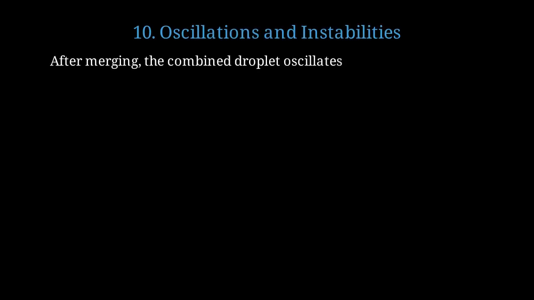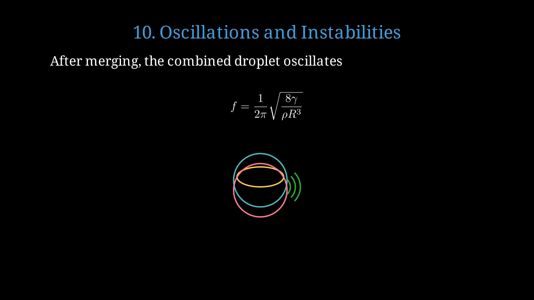Coalescence can trigger surprising oscillations and instabilities. After the initial merge, the combined droplet doesn't settle immediately. It oscillates vigorously. The oscillation frequency equals 1 over 2 pi times the square root of 8 gamma over rho r cubed. The droplet alternates between prolate and oblate shapes, dissipating energy through these oscillations until it reaches equilibrium.